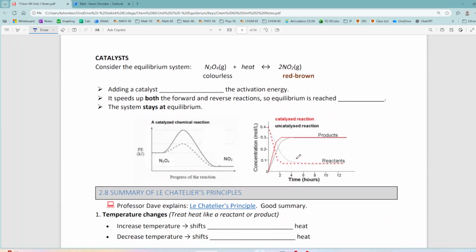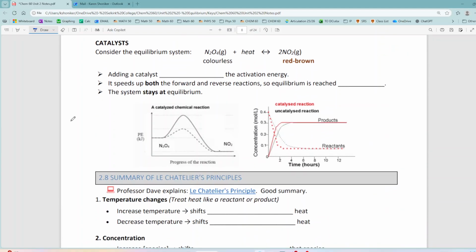All right, so I said this video was also going to include catalysts because it's short. So catalysts, consider the equilibrium system. Let's go back to that N2O4 plus heat goes to NO2. So I've just reversed the reaction, but it doesn't matter. If I add a catalyst, right? So let's say I added a catalyst to the system. What will happen to equilibrium? Well, adding a catalyst decreases the activation energy. It'll speed up both the forward and reverse reactions, so equilibrium is reached faster, but it just stays at equilibrium.